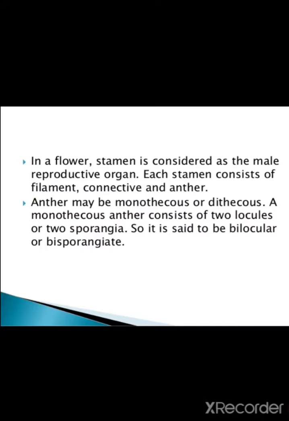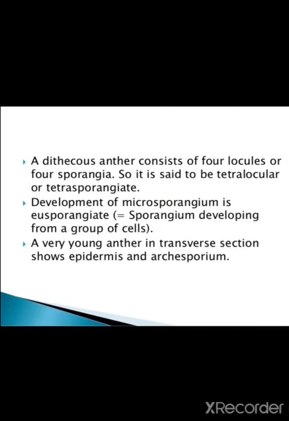A monothecous anther consists of two locules or two sporangia, so it is said to be bilocular or bisporangiate. A dithecous anther consists of four locules or four sporangia, so it is said to be tetralocular or tetrasporangiate anther.